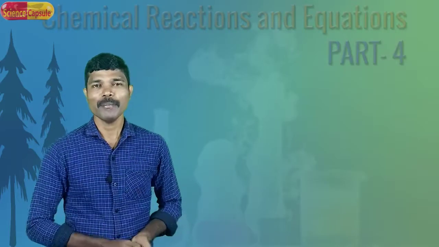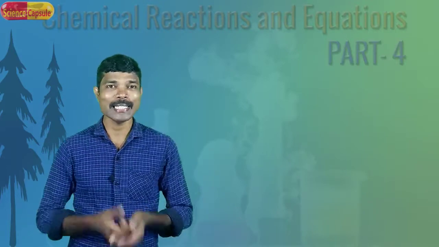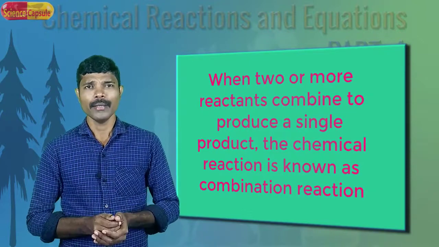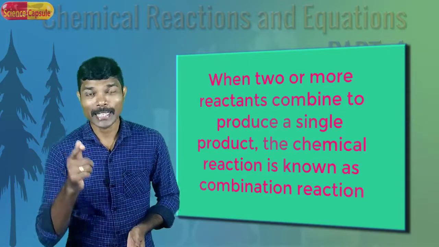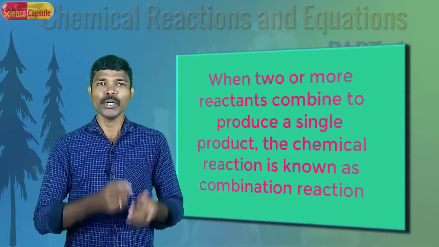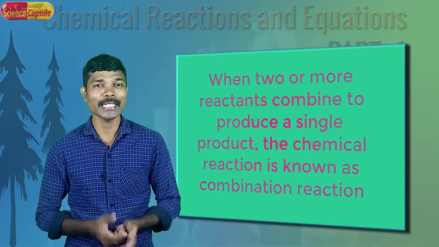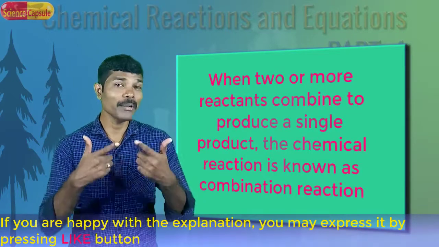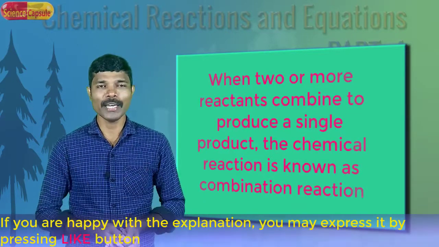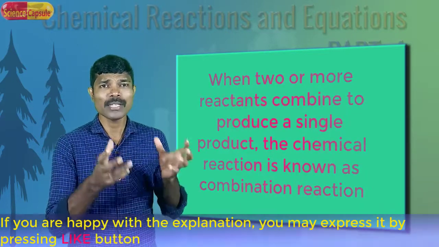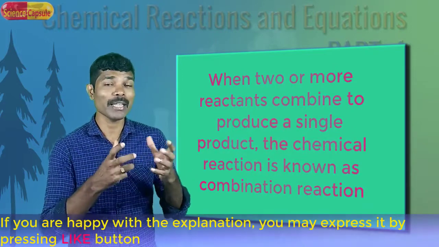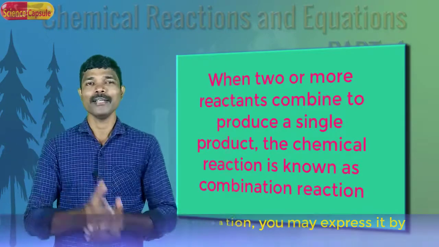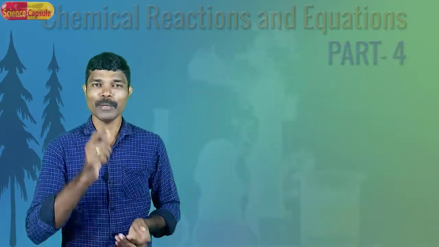The first type of chemical reaction we are going to see is the combination reaction. The name itself tells us: combining. A combination reaction is the type of chemical reaction in which two or more reactants combine and give a single product. This is what is given in your textbook. In a simpler way, when two or more simple constituent elements or compounds combine and give a new complex product, the reaction is known as a combination reaction.